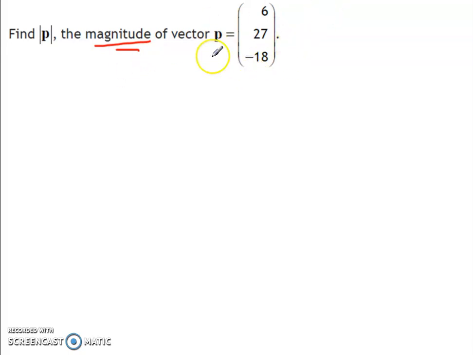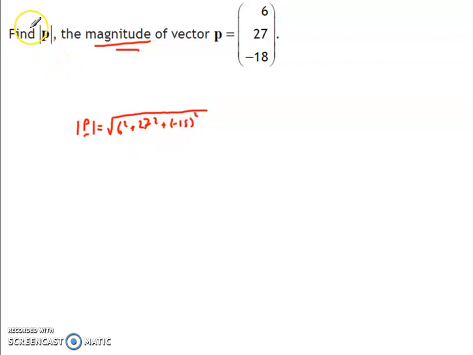In this case, the vector p is a three-dimensional vector. It's got an x, a y, and a z component. Now, to calculate the magnitude of the vector, what we have to make sure we do is square each element within the vector itself, add them together, and then take the square root of that answer. So to get the magnitude of p, I take the square root of 6 squared plus 27 squared plus the negative 18 squared.